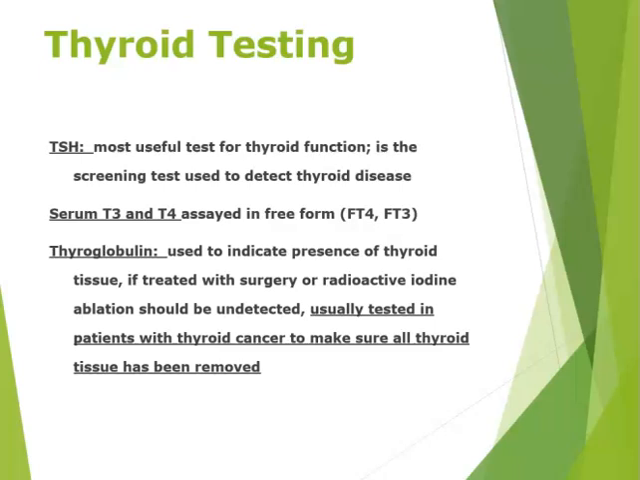We can also test for thyroglobulin. It's used to indicate the presence of thyroid tissue. If we've treated with surgery or radioactive iodine ablation, it should be undetected, and we usually use this test in patients with thyroid cancer to make sure the thyroid tissue has been removed. Ablation means we have had the removal or destruction of a body part or tissue.